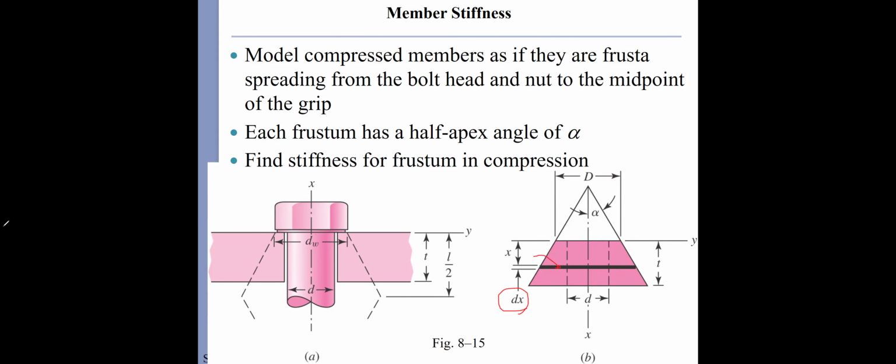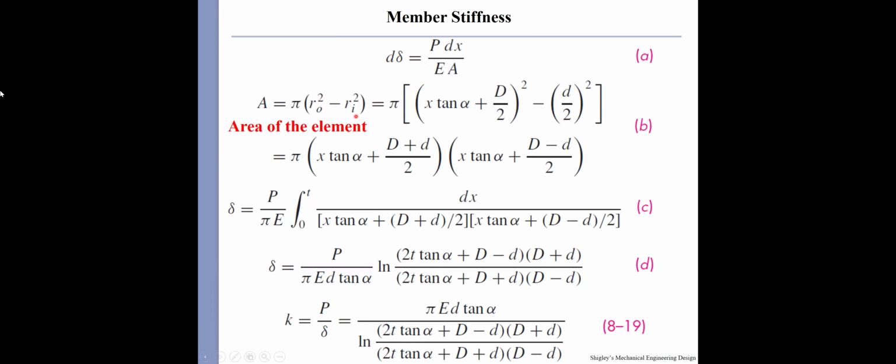And then let's look at the member stiffness. The thickness is T, the member thickness. So we can define the deformation, or deflection, d delta equals P times dx over EA, right? I think you must have learned this in your mechanics of materials course. You remember delta equals PL over AE. This is what we learned in mechanics of materials. Here it's the same thing.